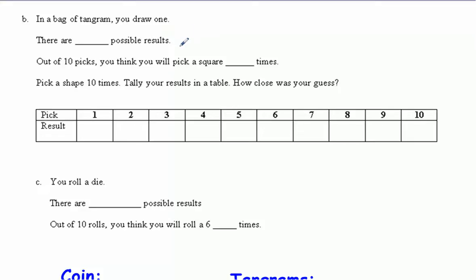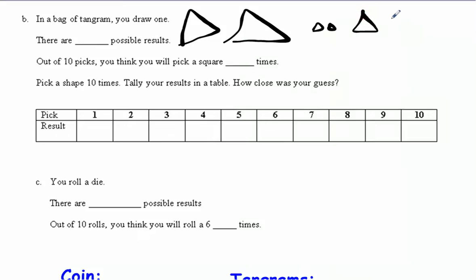So if you look in the bag, there are 2 large triangles. There are 2 very small triangles. There is a medium triangle. There is 1 square, and there is 1, we talked about this shape, parallelogram. So technically, there are 7 possible things you could get.